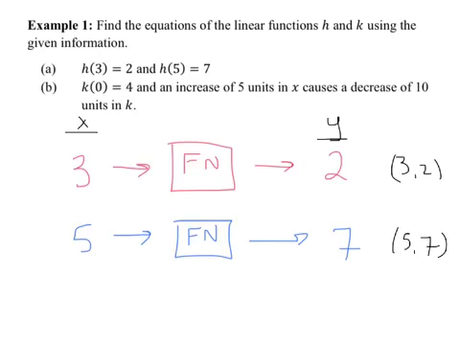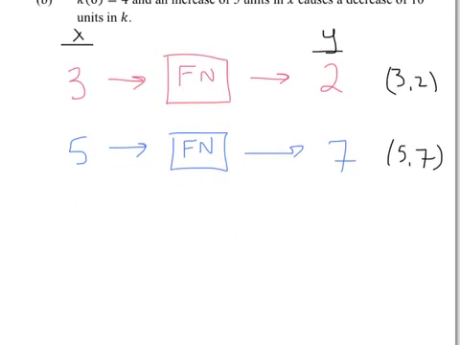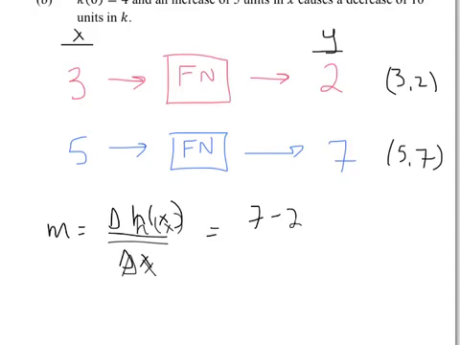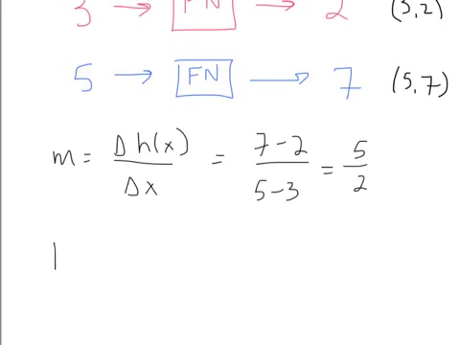So since we've got 2 points, we can find the linear function between those 2 points, the same way we would find any linear equation given 2 points. Okay, so let's go ahead and take a look at this now. We want to go ahead and see that this is my y, or my h of x, and this is my x. So remember that slope is delta y over delta x, but y in this case is h of x. So it's really going to be the change in y, so 7 minus 2, over the change in x, which is 5 minus 3. So this is simply 5 halves.